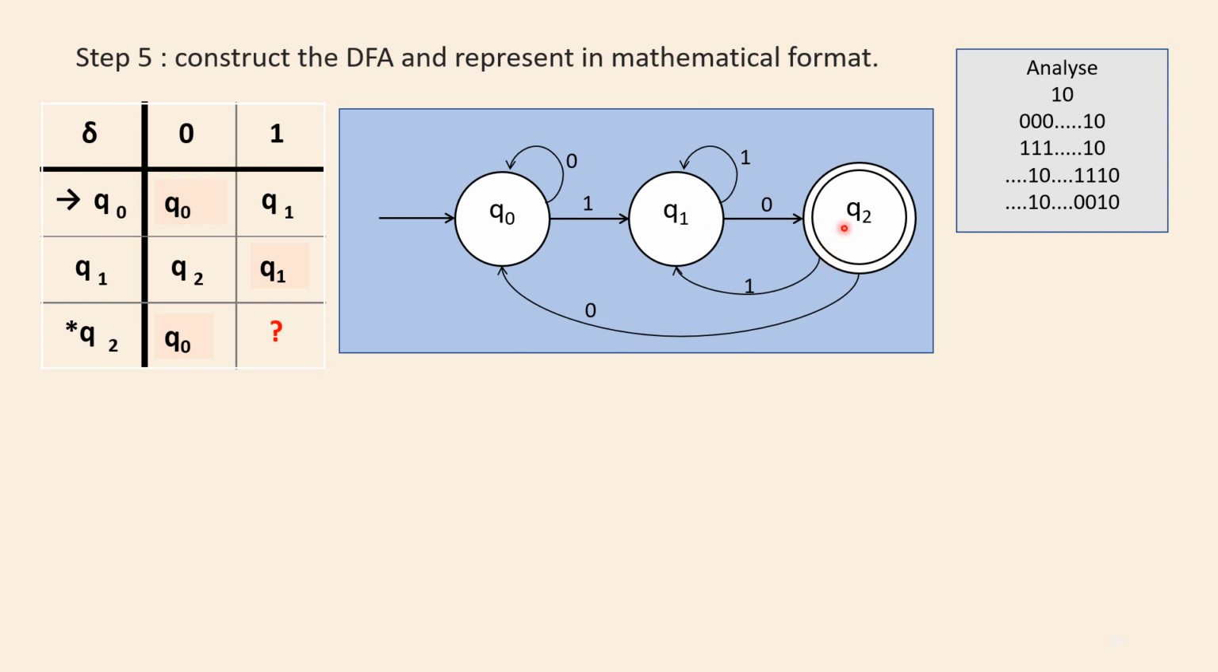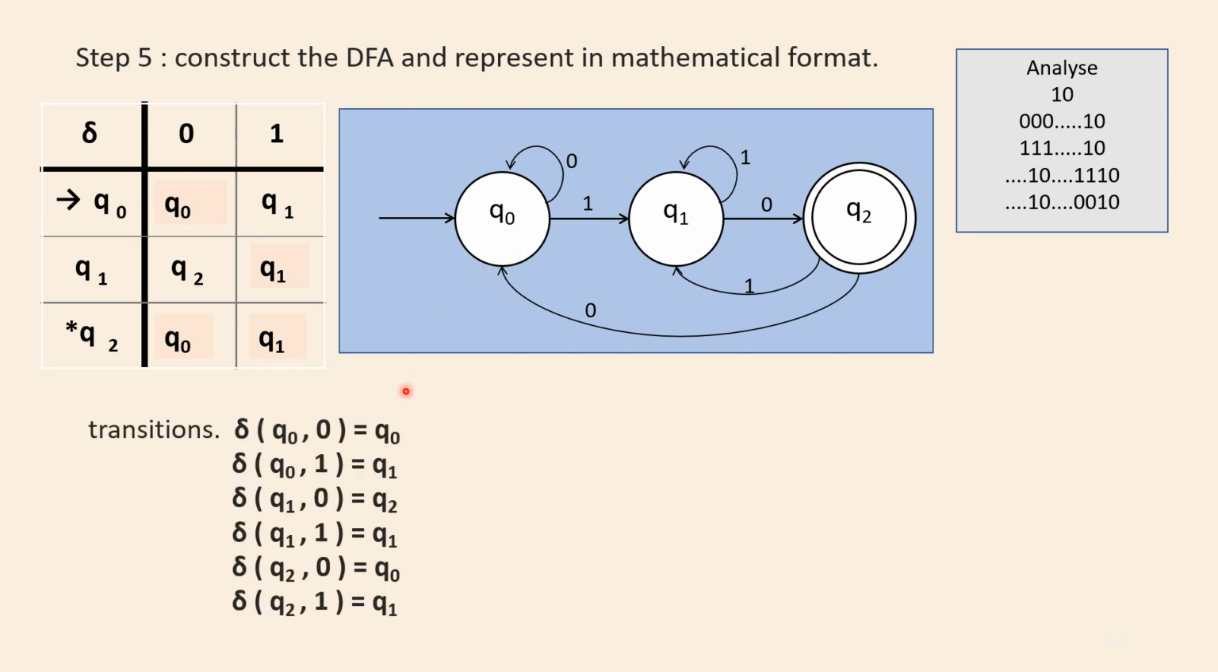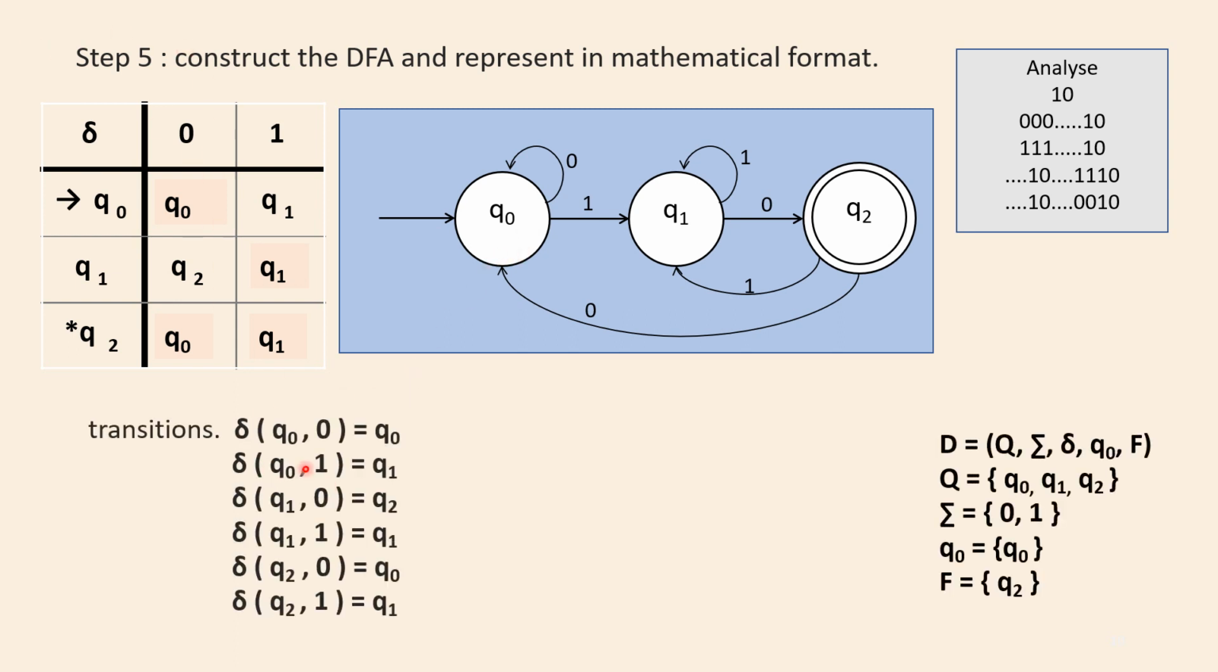The same way from Q2, because Q1 is a state looping ones, I can give all the ones to Q1, and because Q0 is a state looping zeros, from Q2 I can give all the zeros to Q0. So the mathematical representation and the transitions are given here. All the states are Q0, Q1 and Q2. Input symbols are 0 and 1. The start state is Q0 and the final state is Q2. These are the transitions we have from the transition table.